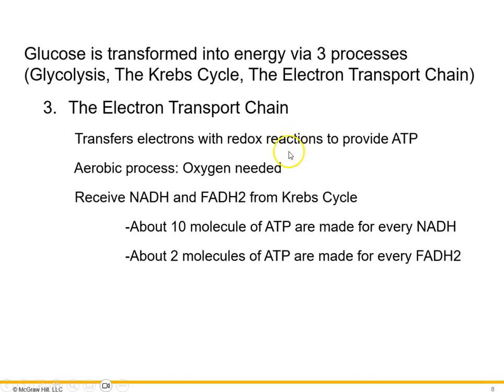But those redox reactions are happening so that our transfer of electrons can take place, which is going to result in our ATP production. We're still in the mitochondria for this process, which means it is an aerobic process where oxygen is needed. In the electron transport chain, we're going to receive that NADH and FADH2 from the Krebs cycle. And you don't need to remember these numbers, but I just wanted to put them here to keep in mind. There are about 10 molecules of ATP made for every NADH that's provided, and about 2 molecules of ATP are made for every FADH2.